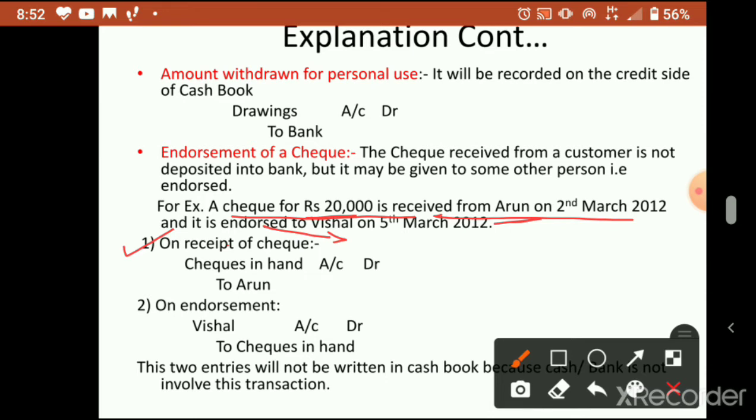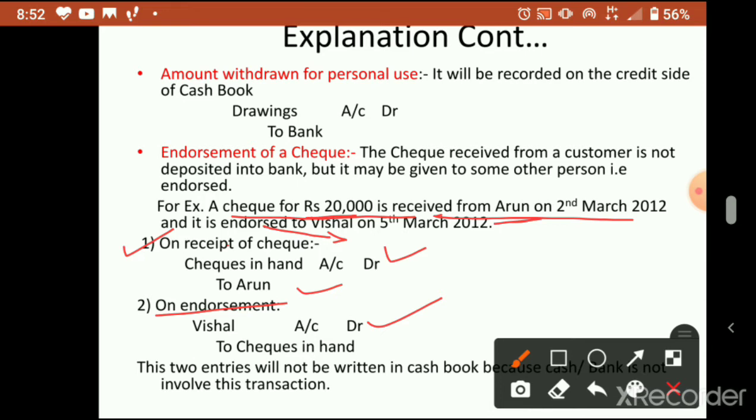On receipt of the check, what to do? Check in hand account debit, credit Arun, because we are not depositing that check into the bank on the same day or a different day. If we endorse it, we cannot deposit it to the bank. So the first entry will be check in hand account debit to Arun. Now when you endorse it, what to do?